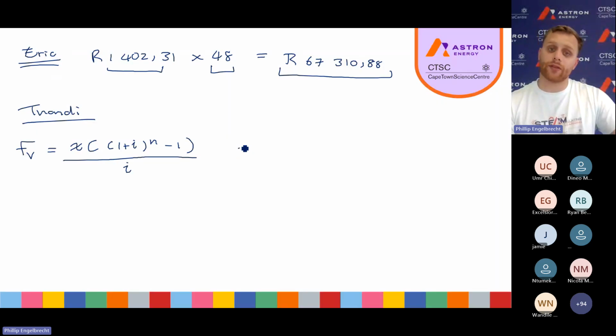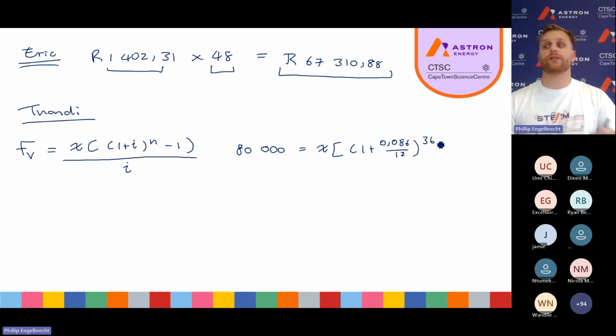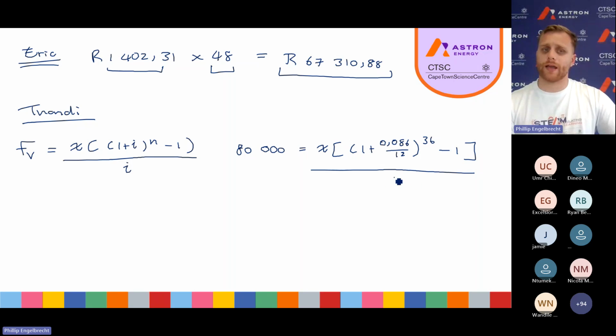I need 80,000 in the future, so 80,000 is equal to x times 1 plus my interest rate, which is 0.086 over 12, to the power of 36, because that's the number of payments that I've made. How do I know that? They've told me that. Minus 1, divided by my interest, which is 0.086 divided by 12.